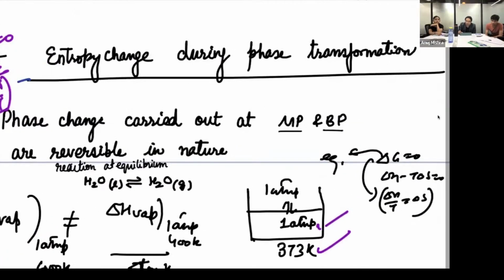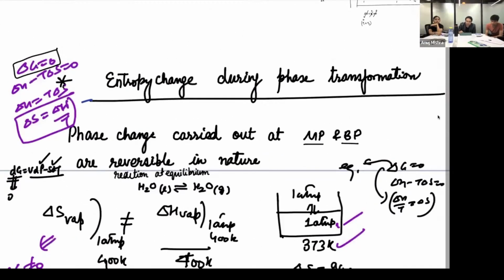Write down entropy change during phase transformation. Give this heading: entropy change during phase transformation. I am filling the small gaps, completing the little things that are left. Then we close this topic today. This is the last part. One or two small things are pending.